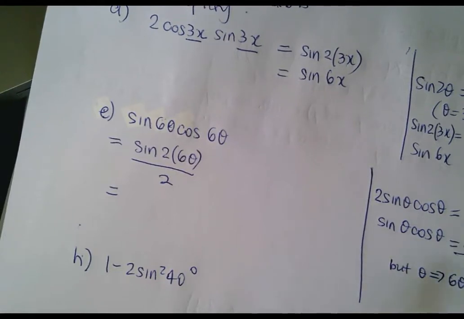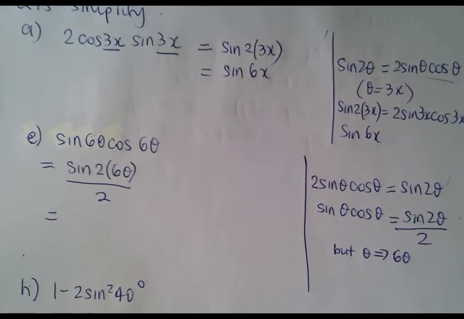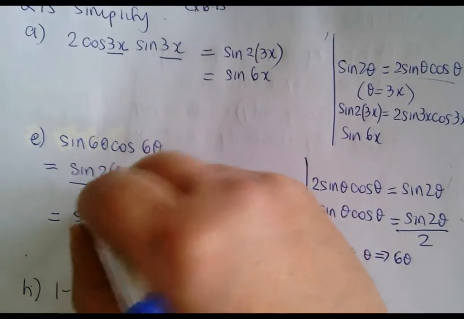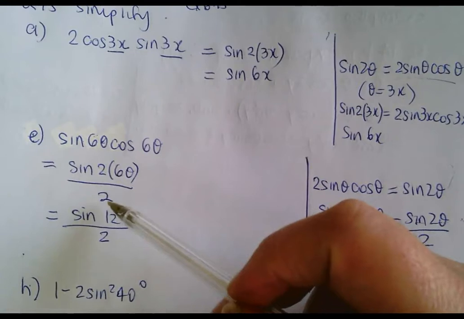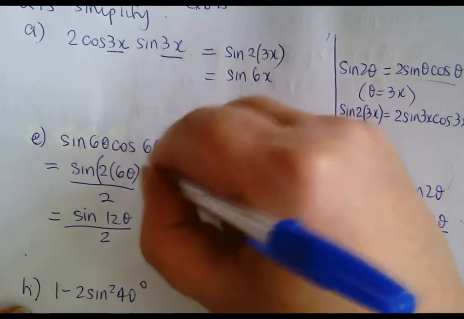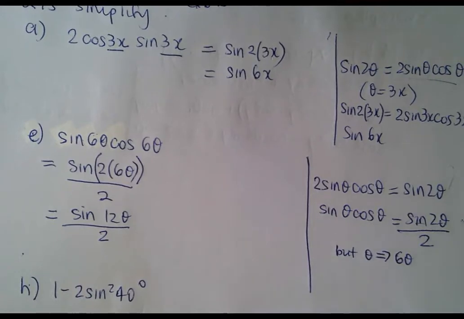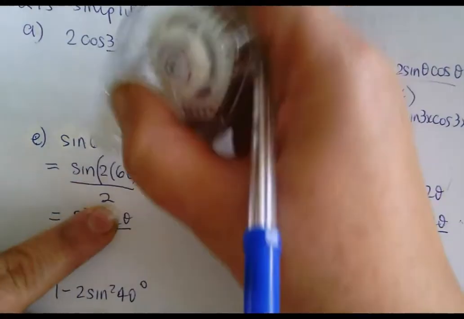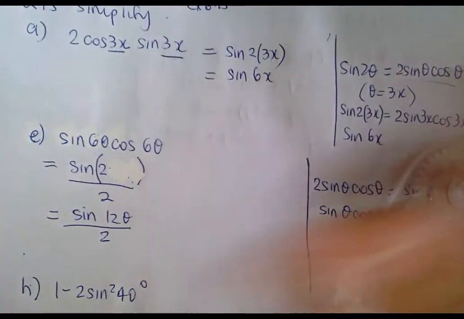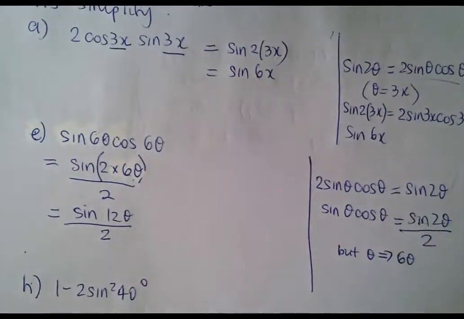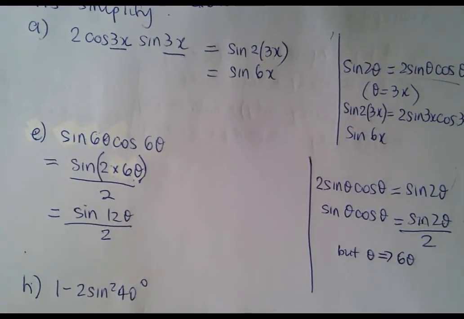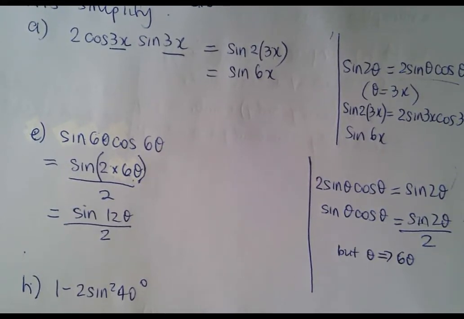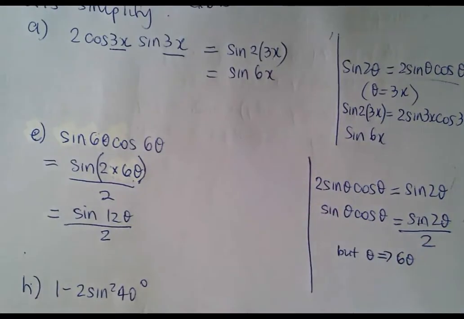So sine 6 theta cos 6 theta would be sine of 2 times 6 theta, divided by 2, which is sine of what? 12 theta divided by 2. Don't go and divide this 2, please. Oh, actually, sorry, that has to go like that, because it's sine of that whole angle. So please, I need brackets there. Actually, I'm going to fix this here. I didn't write that up very well. Sine of 2 times 6 theta, because it's sine of 2 theta. It's sine of that full angle. Okay, so it's the sine of 12 theta, divided by 2.